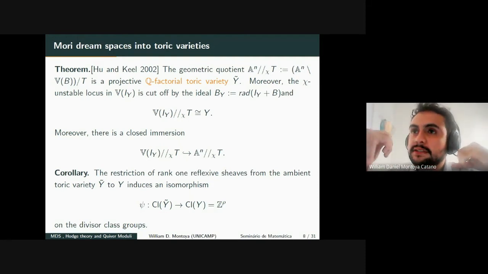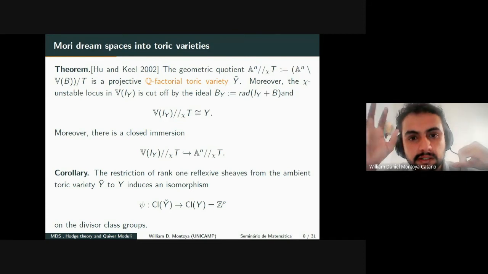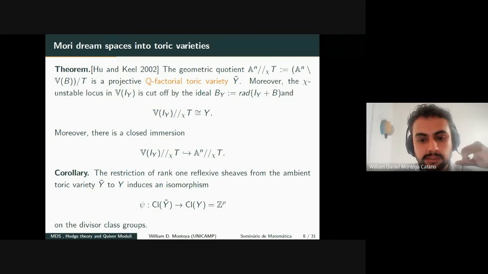And for me, this shows that projective toric varieties should be the new projective spaces. If you have a variety, you should look for a toric variety you can embed it in, not only a projective space. In this case, this embedding respects the class group. And this will allow us to construct more Mori dream spaces also as quiver moduli, which I will discuss later.